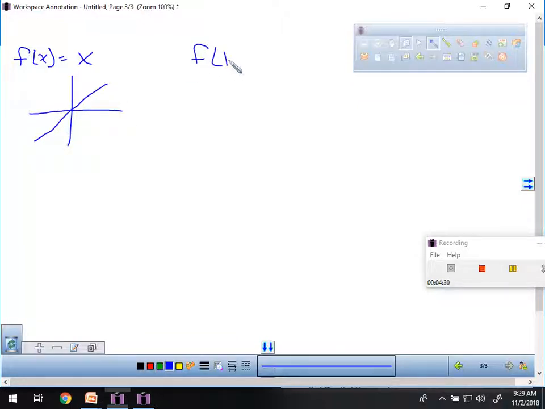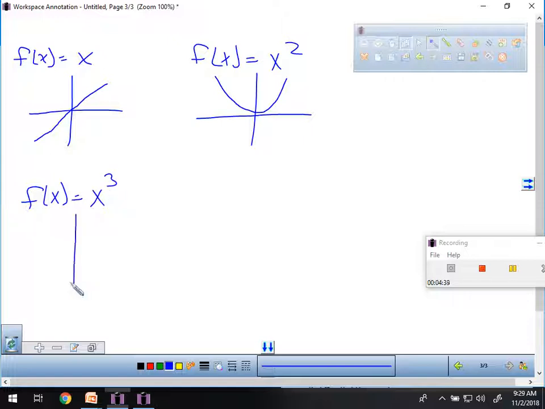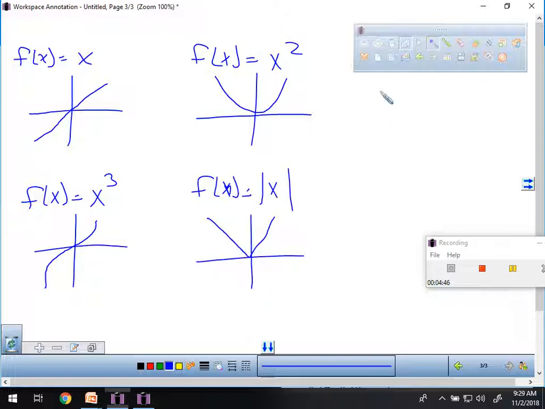Your next function is a quadratic, and that is a U shape, so it looks like that. The next one is a cubic, so x cubed, and that looks like this. The next one is your absolute value, and it looks like the V, so there's my absolute value. The next one is your square root function, and it looks like this.